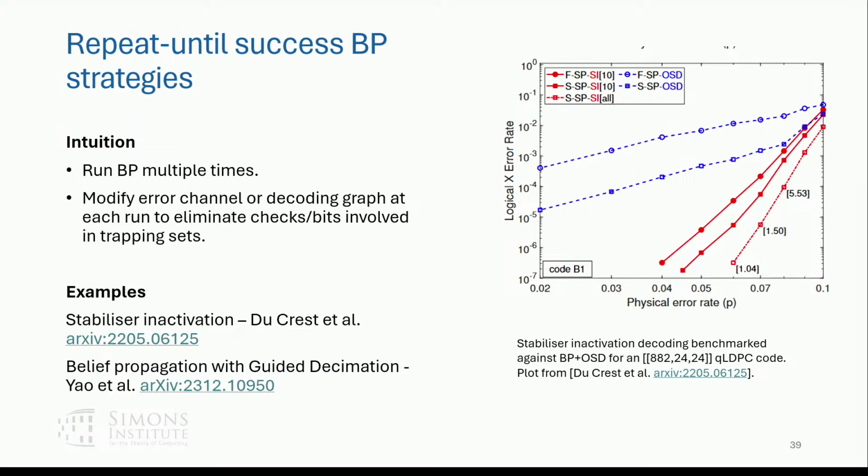Okay, the second approach that we could look at is repeat until success belief propagation. So here the idea is that we can run belief propagation multiple times. And after each run of BP, we modify something about our decoding problem. So one example is to modify the error channel, and other techniques modify the decoding graph itself. On the right here, I have an example from this paper, the stabilization and activation decoding technique. And here, the idea is that after every round of BP, you delete some problematic check nodes that are involved in trapping sets. And for a particular code family, they actually showed that you can improve upon the performance of belief propagation plus ordered statistics decoding. What isn't explored, however, is the performance of this code in a wider variety of settings or under circuit level noise.